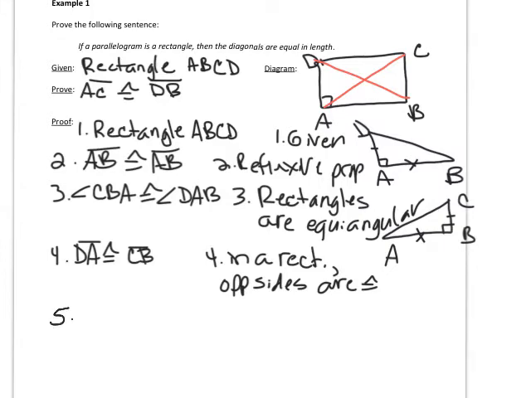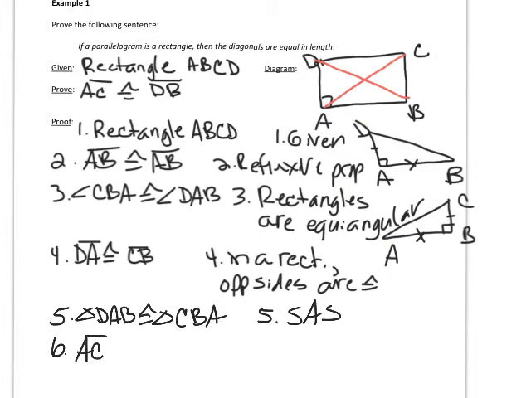So, step 5 is triangle DAB is congruent to triangle CBA, and that's side angle side. Finally, I can say that AC is congruent to DB because corresponding parts of congruent triangles are congruent. So now we've proven that the diagonals are going to be equal.